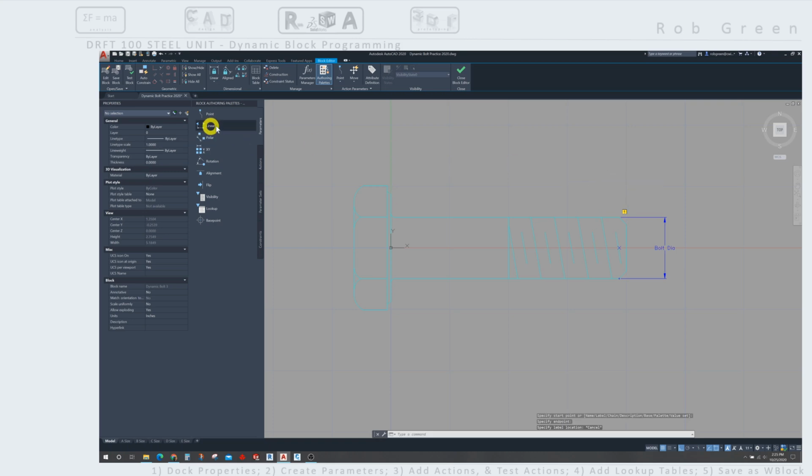So let's see, back to linear dimension. I can overcome that really easily by simply selecting the midpoints of these two lines. And I have my horizontal dimension, and parameter dimension is the correct term. So again, I'm going to select this. I am going to change some properties here. I'm going to call this one length.